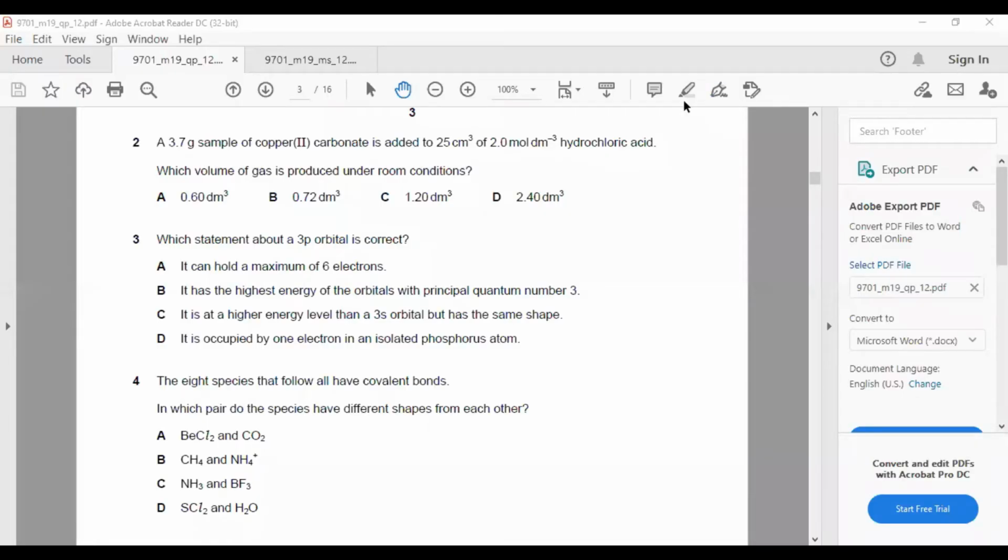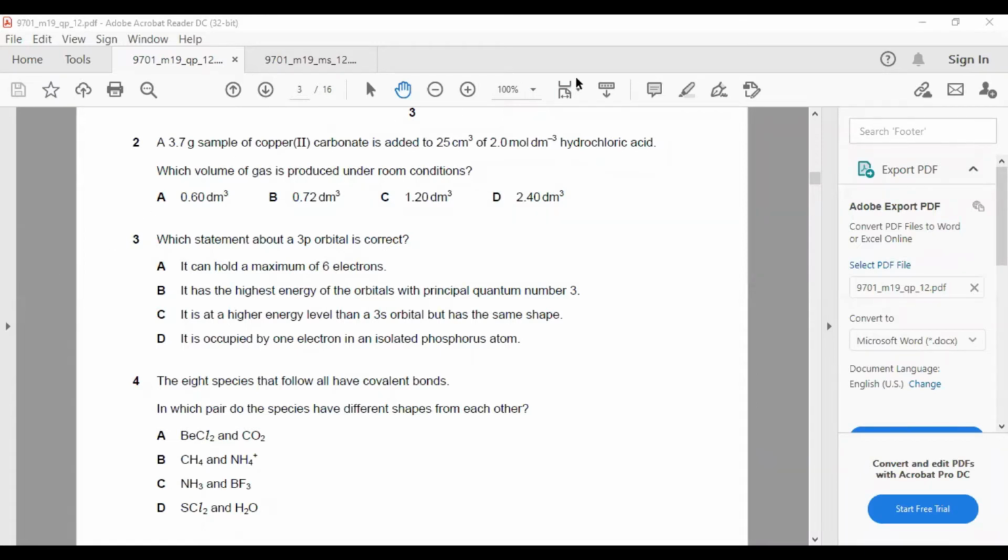Okay, recording is resumed. According to the examiner report, question 2 was challenging. In question number 3, most of the students made mistakes. They don't read the question properly. The question was, which statement about a 3p orbital is correct? So what's your answer? Answer A is wrong. Most of the students write answer A because they don't read the question properly.